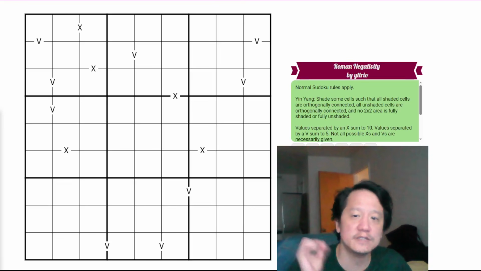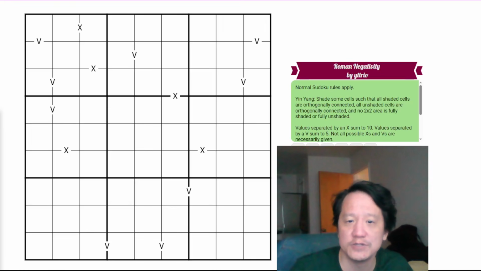And take that easiness with a grain of salt, because it's considered easy by the people on the Logic Masters Germany forum, and there's a lot of really smart people there. Today's puzzle is called Roman Negativity by Yitrio, and here are the rules.